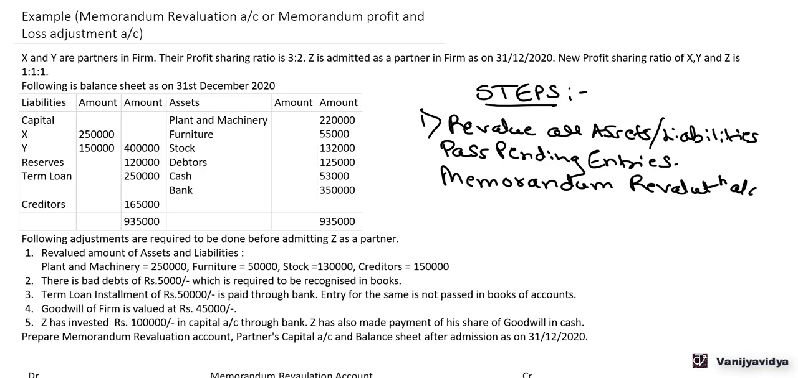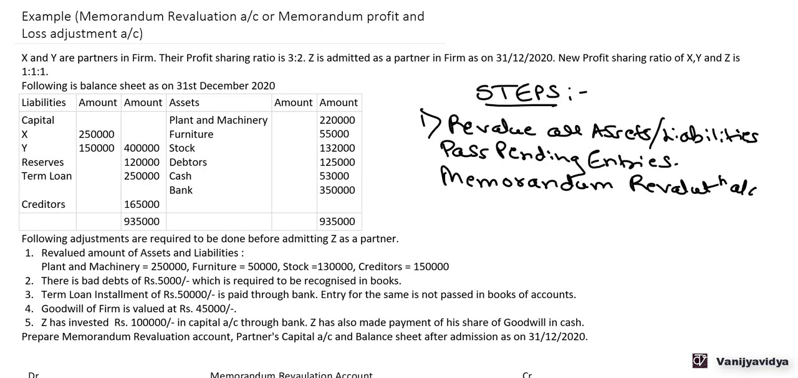Now when we prepare a normal revaluation account or profit and loss adjustment account in the books, all the assets and liabilities that are revalued are changed to the revalued amount. But when we are preparing a memorandum revaluation account, it is prepared outside the books of accounts. So here all the values of assets and liabilities in books will not be revalued. They will remain the same. Only revaluation profit or loss needs to be transferred to the capital accounts of partners.